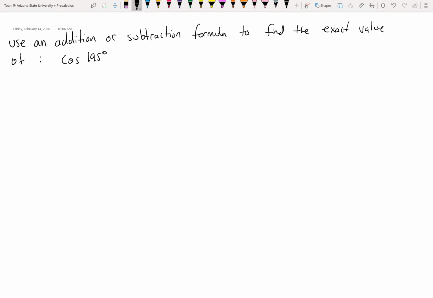So we need to find the exact value of cosine of 195 degrees. There are a lot of different ways to do this. I like to use reference angle whenever possible. So we recognize that 195 degrees is bigger than an acute angle. So using reference angles, we should know that 195 degrees is in the third quadrant.